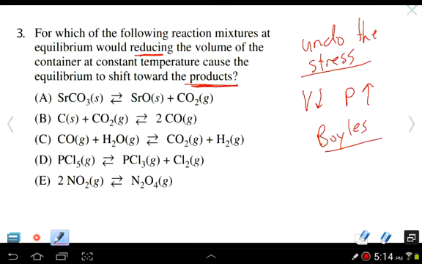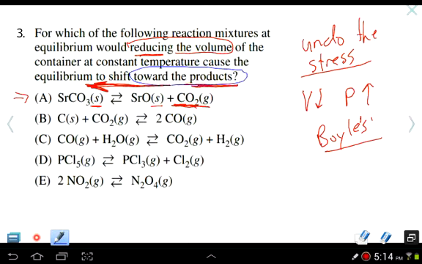And so, if you take a look at A, if you were to increase the pressure, because recall that solids do not affect equilibrium, and neither do liquids, it's all going to come down to the gas. So we have a mole of gas on the right side, and if we increase that pressure by reducing the volume, the system will try to reduce the pressure by shifting to the left. So this first reaction actually gets shifted to the left. So that's not what we're looking at. We're hoping to find one that shifts toward the products.